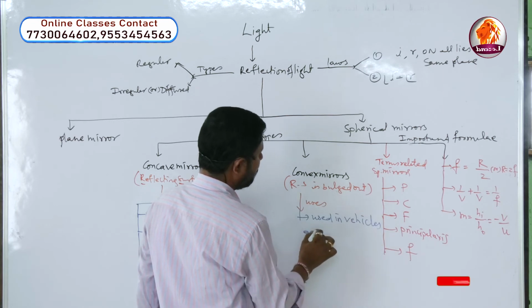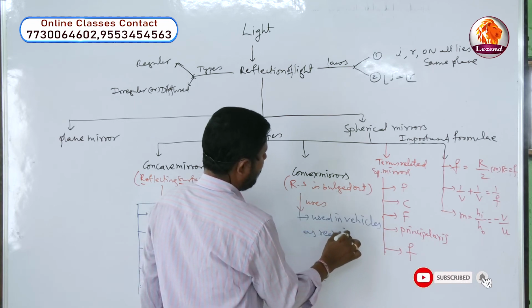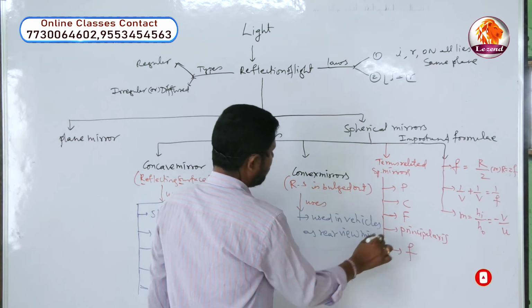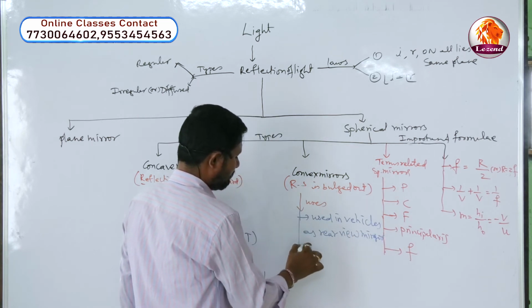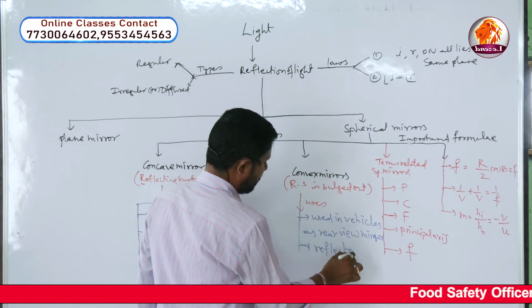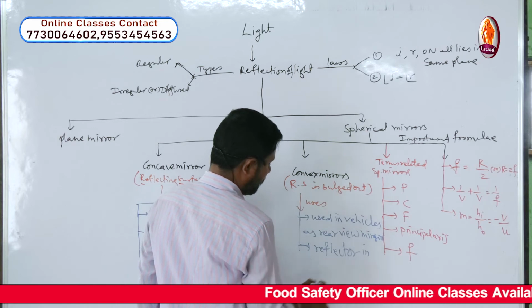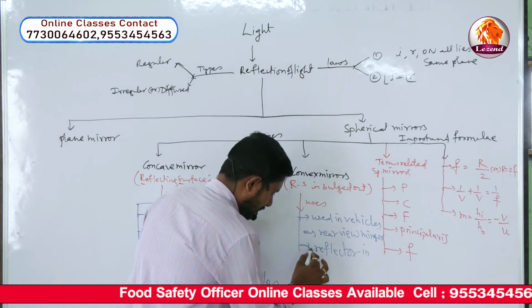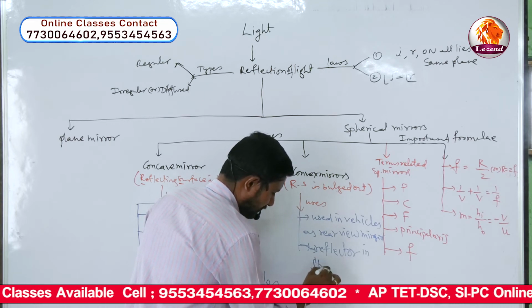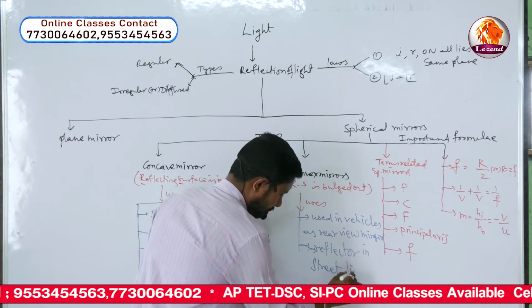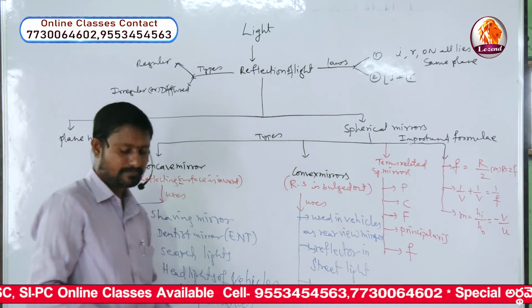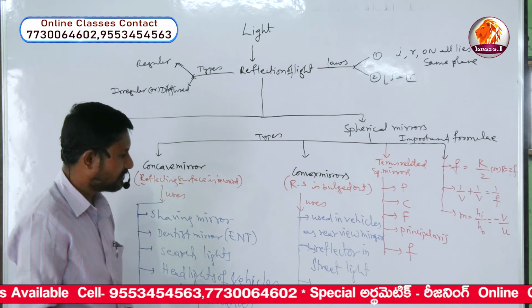And the convex mirror, one of its important uses is in vehicles as a rear view mirror. And what is that, we will see. And next, as a reflector in street lights.